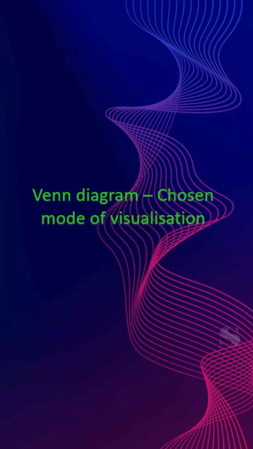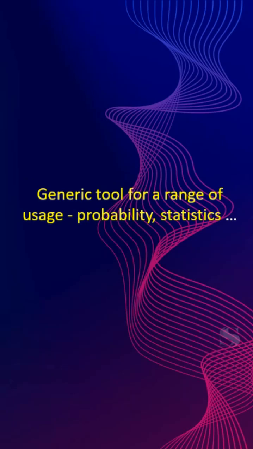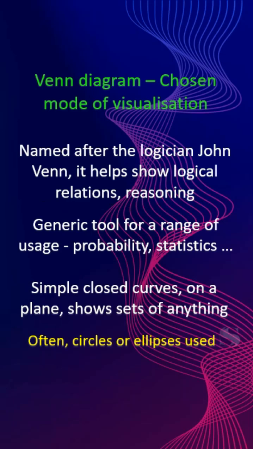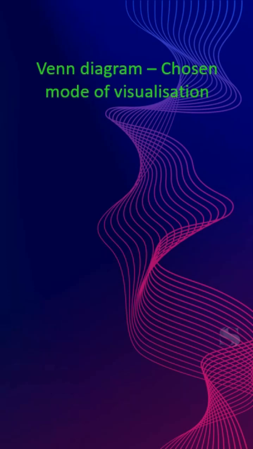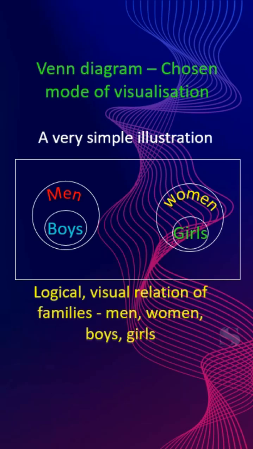Venn diagrams are the chosen mode of visualization of interactions of sets. Named after the logician John Venn, it helps show logical relations and reasoning threads. It is a generic tool for a range of usage, such as probability and statistics too. It uses simple closed curves to show sets of anything on a plane. The closed curves most commonly used are circles or ellipses. The picture shows a very simple illustration of Venn diagrams. It visualizes one kind of logical relationships in families.